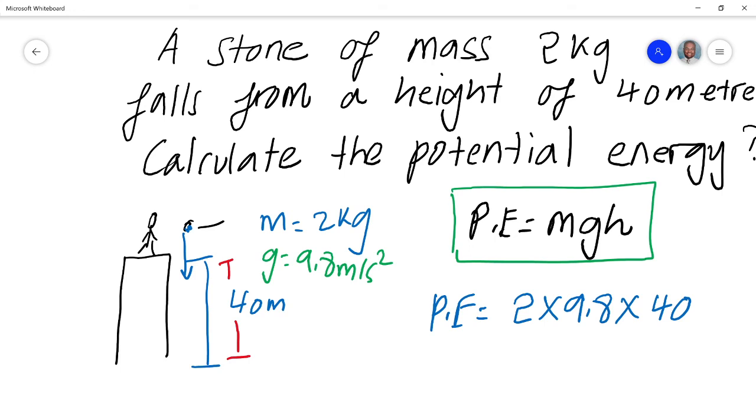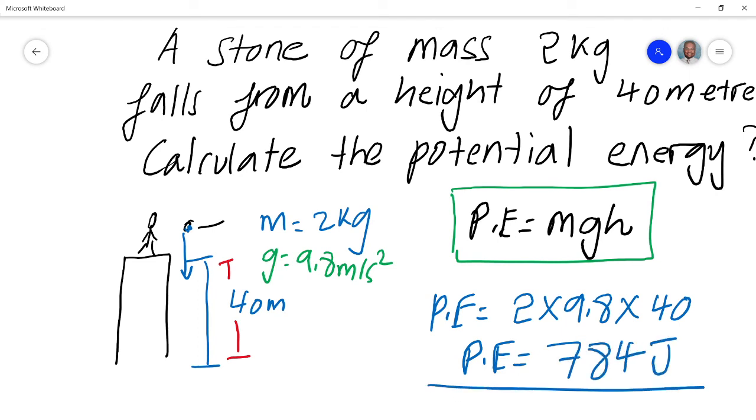So what we now need to do is get our calculator and enter these values. That's 2 times 9.8 times 40, and our potential energy therefore becomes 784 joules. We know very well energy is measured in joules, therefore the unit for potential energy, as well as other forms of energy, will be joules. So that's how you calculate potential energy.